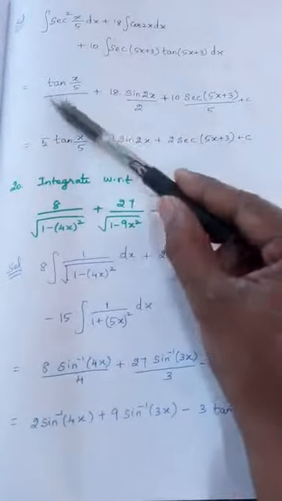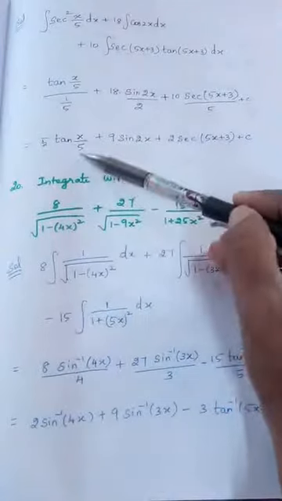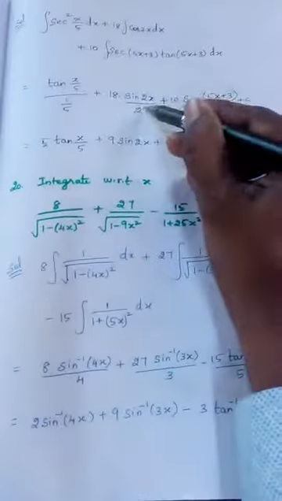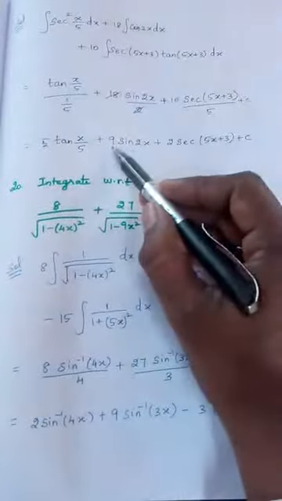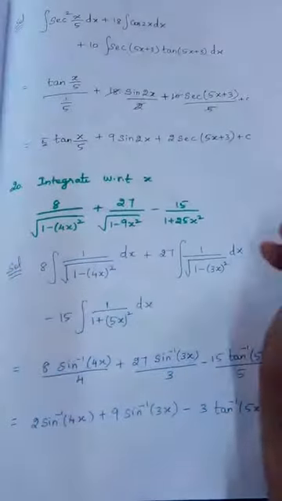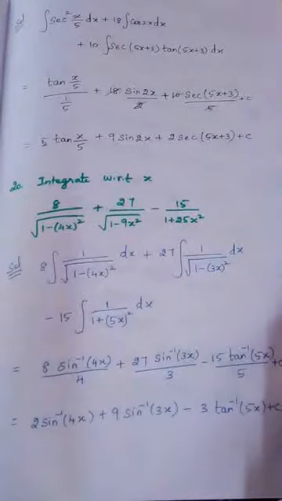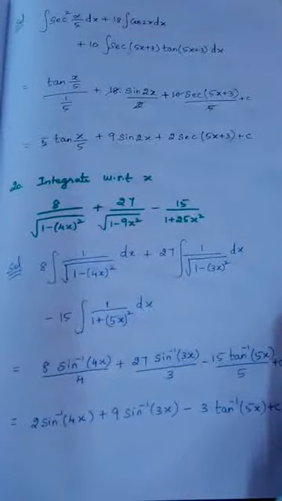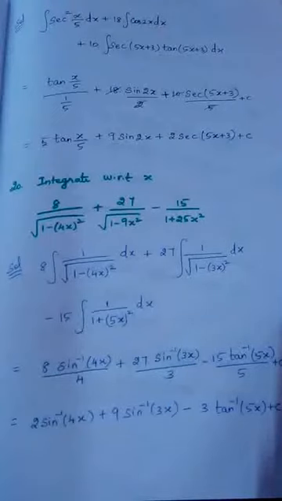This 1/5 goes to the numerator, becomes 5 tan(x/5), cancelling 2 with 18, it becomes 9 sin 2x, cancelling 5 with 10, 2 sec(5x + 3) plus c. Hope you will understand, everything is based on the formula, but in the formula, if in place of x some other term is present, use the same formula but differentiate the term again and write the answer in the denominator. This is the concept that you should understand.